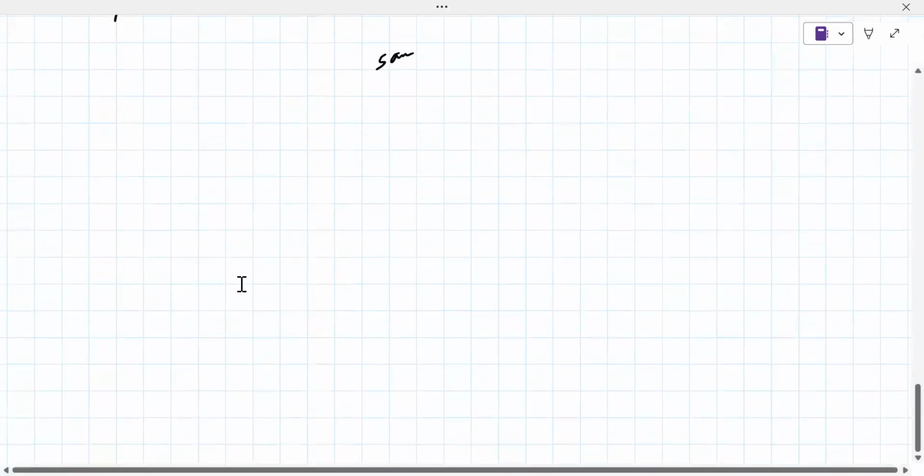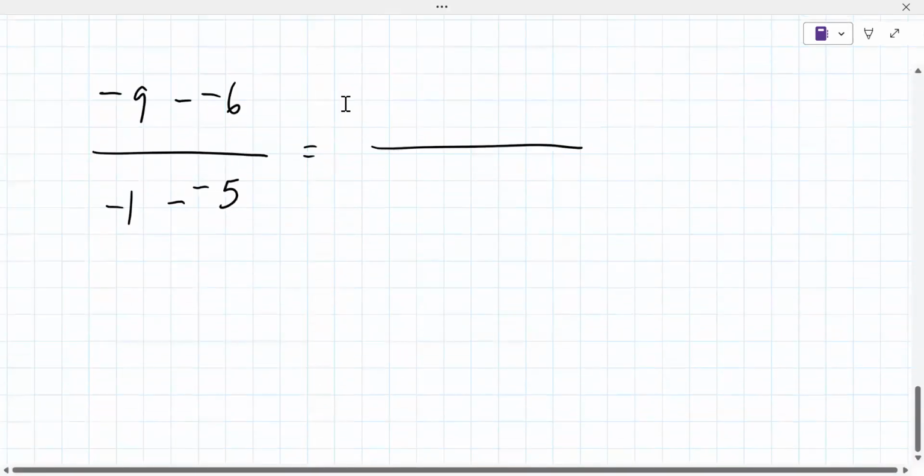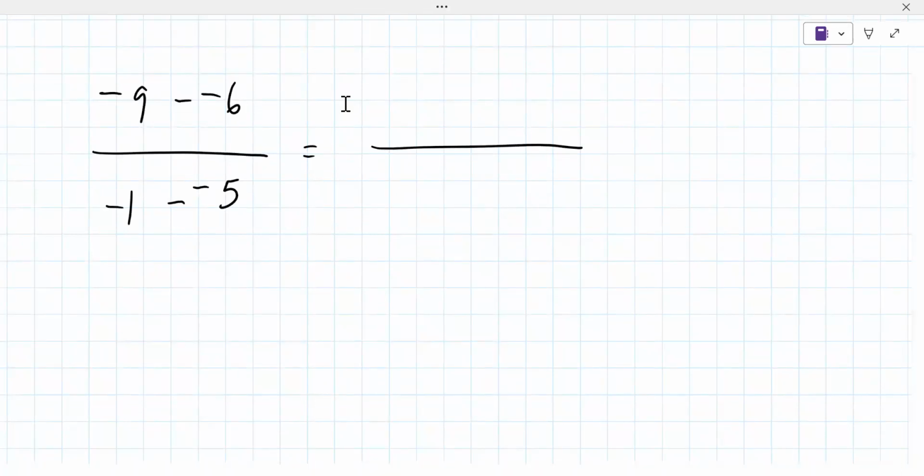That's okay. So here's a new one for us to look at: -9 minus a -6 over -1 minus a -5. This is again where the words are really, really important. All right, for the top one, cancel the two minuses out to be a positive, so it's -9 plus 6. And then the bottom, the same thing, so it'd be -1 plus 5.